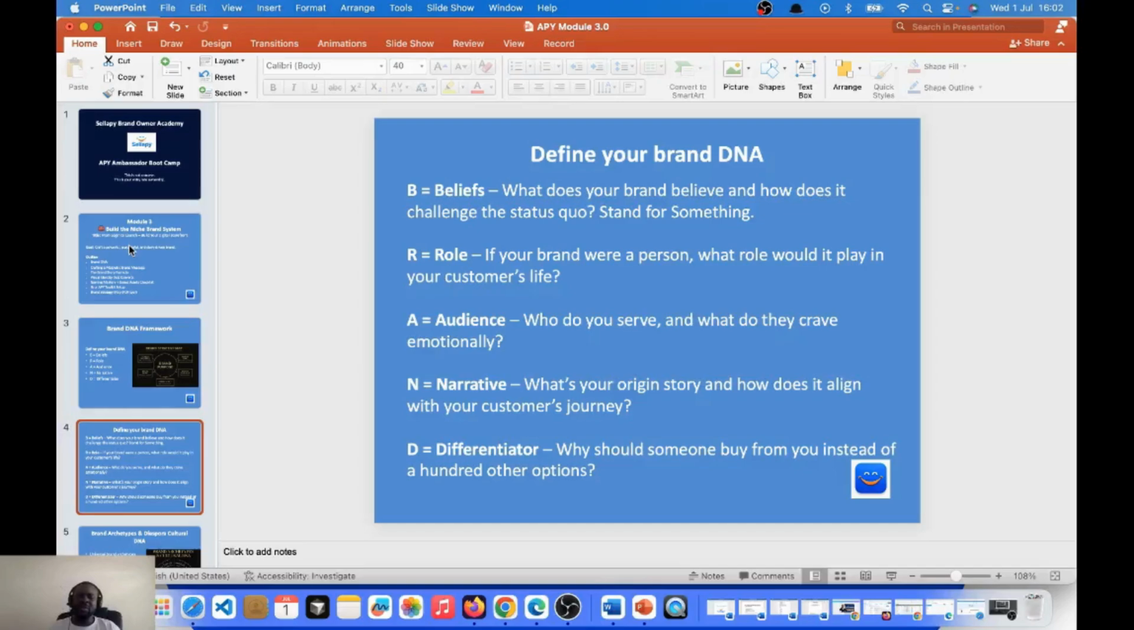For every brand, there must be a belief system that plays a role for a targeted audience, with a significant and wonderful story-driven narrative, and that differentiates itself from the competition. This together is what makes up the brand DNA framework. I hope you get this concept.